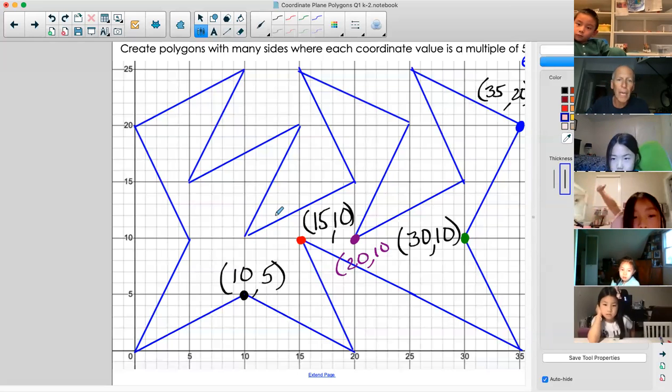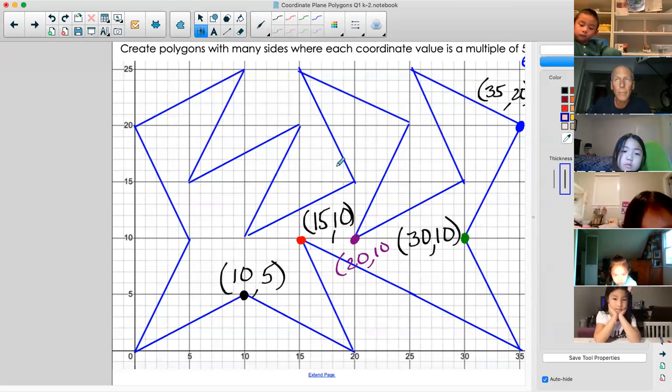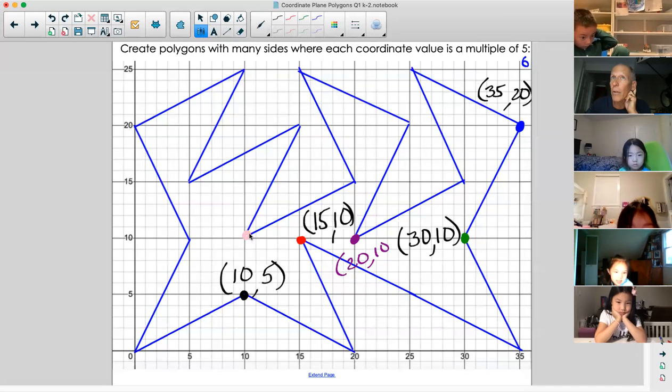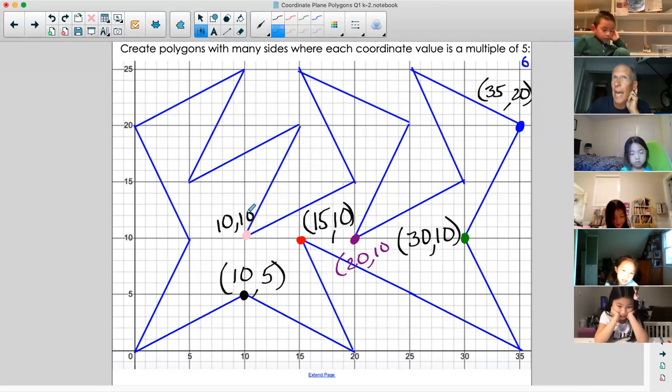Who would like to do a pink dot? Annalise, go. You have to name the point, and I'll make the dot. Say it again. 10. Oh, man. You did one of my favorites, 10.